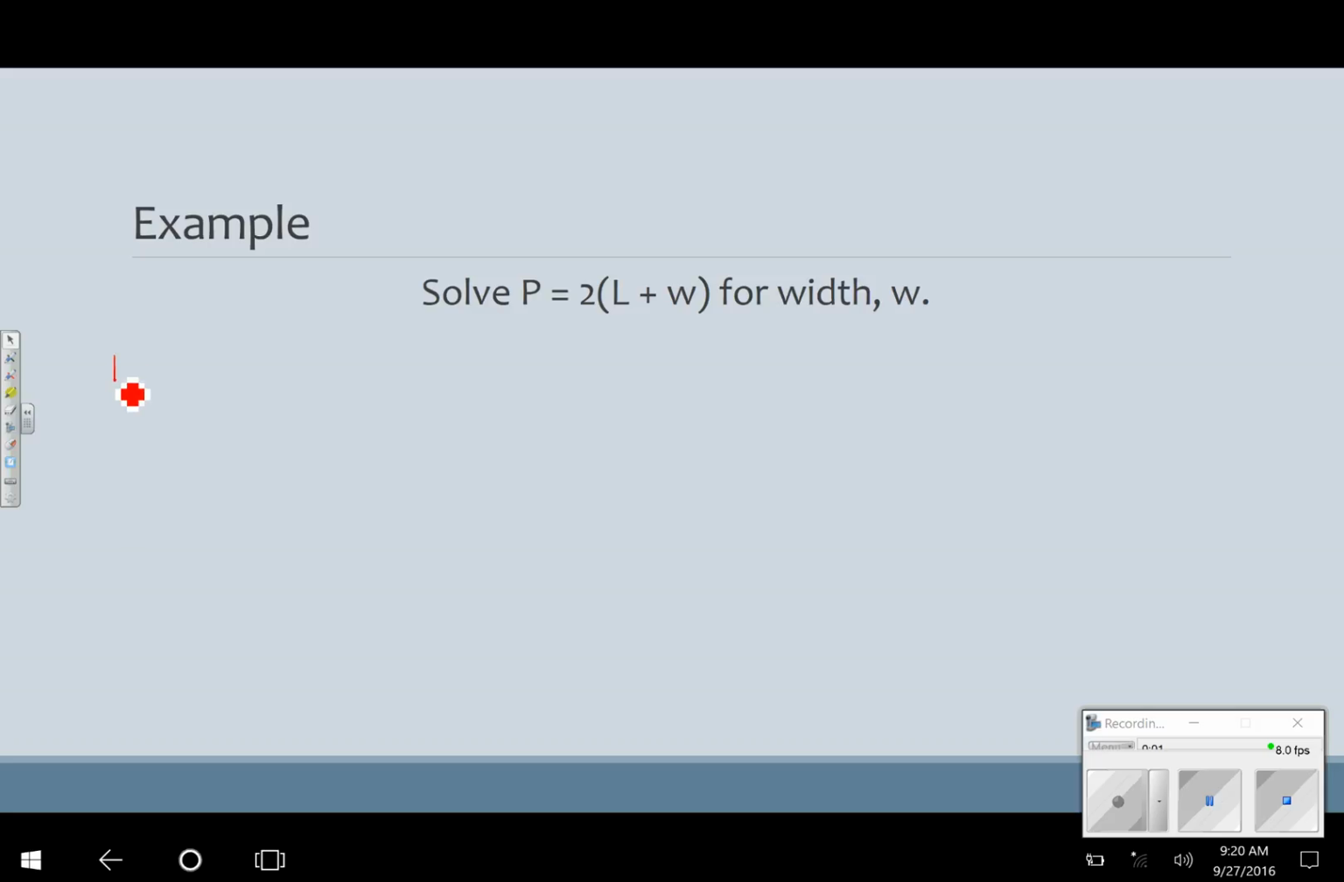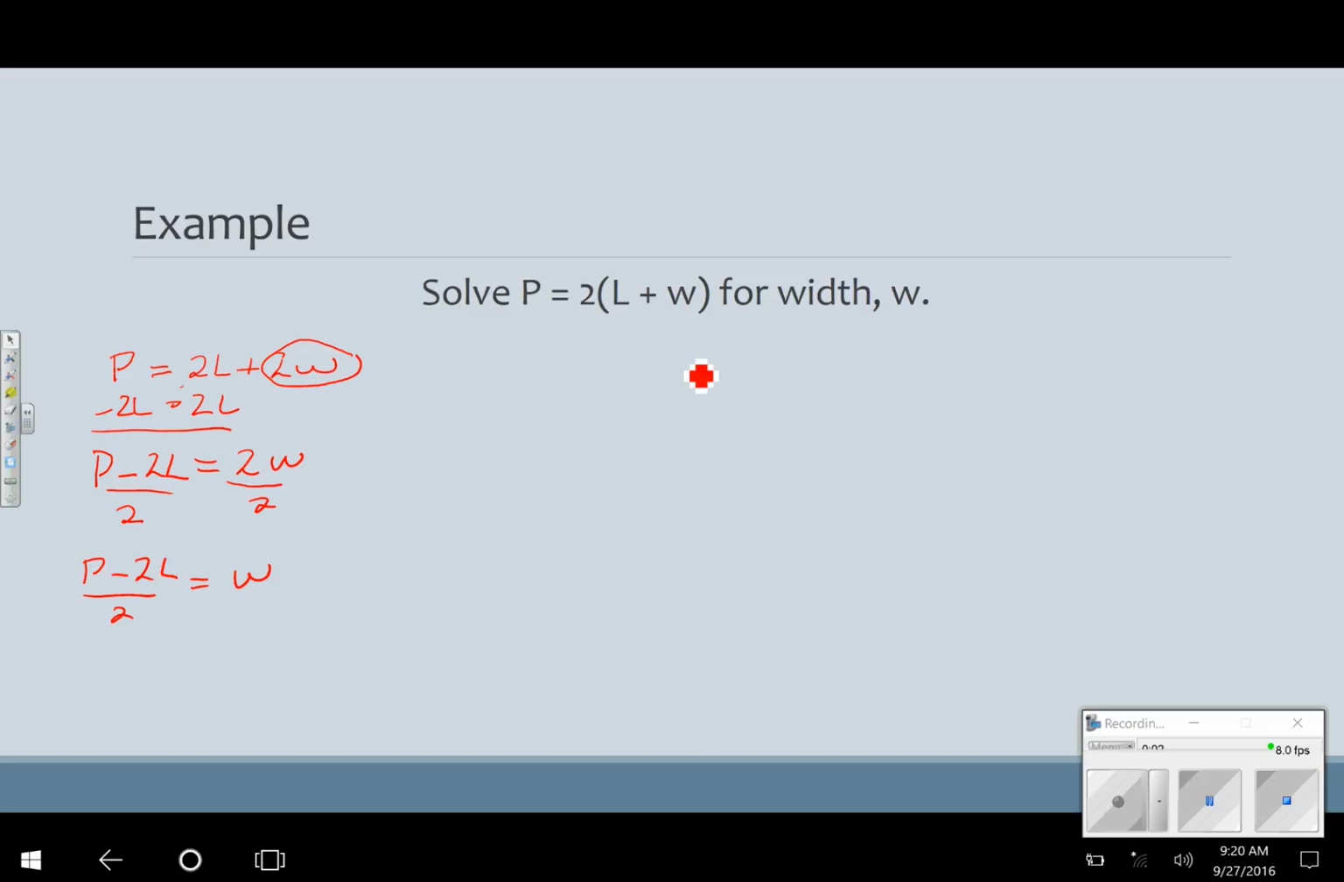If we're solving for W, we can distribute so that I get P equals 2L plus 2W. And so to get W by itself, sometimes circling it helps. I'm going to subtract 2L from both sides. Since those are not like terms, I'm going to get P minus 2L equals 2W. And then I'm going to divide everything by 2. Now P minus 2L divided by 2 equals W.